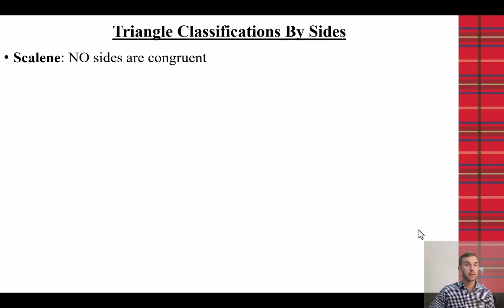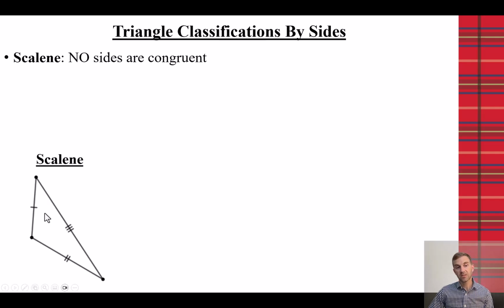We can also classify by sides, where one option is that it's scalene, so none of the sides are the same measure. And if none of the sides are the same measure, none of the angles will be the same measure as well. So that's a nice feature to recognize. If three segments are different, three angles will be different. And if the three angle measures are different, then the three segment measures will be different.